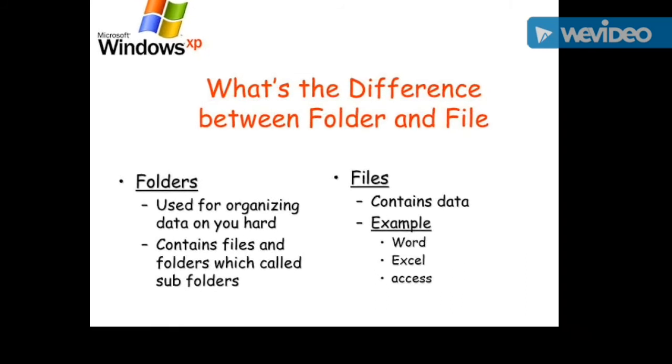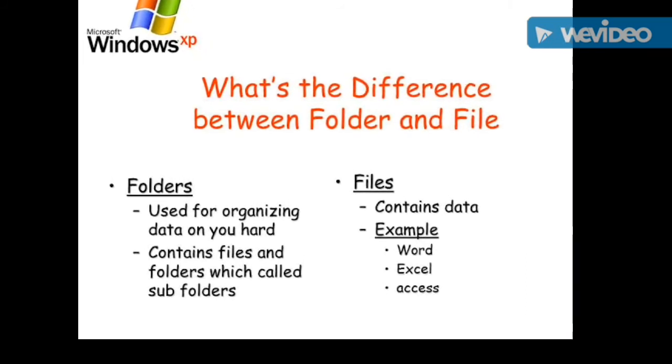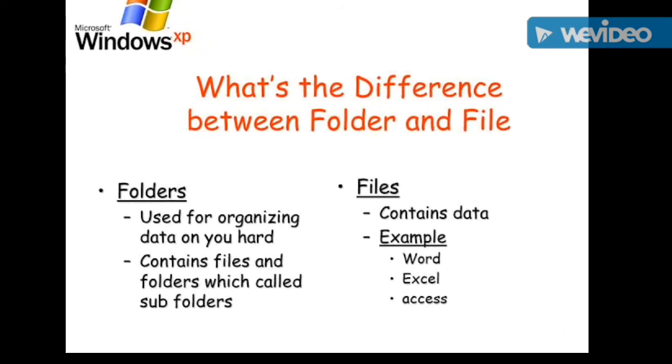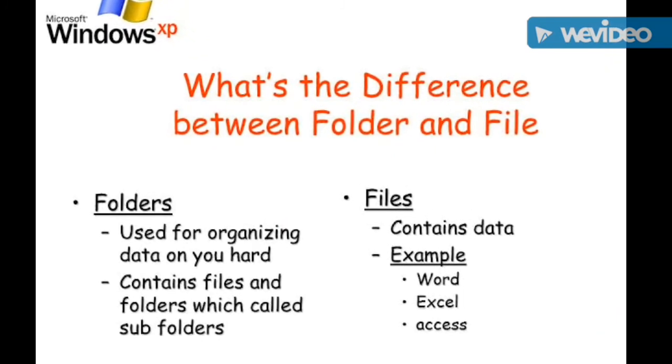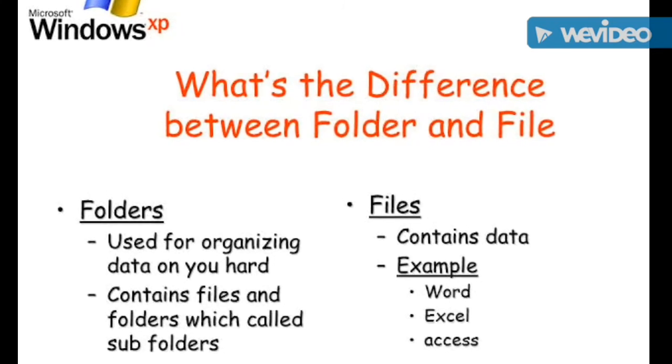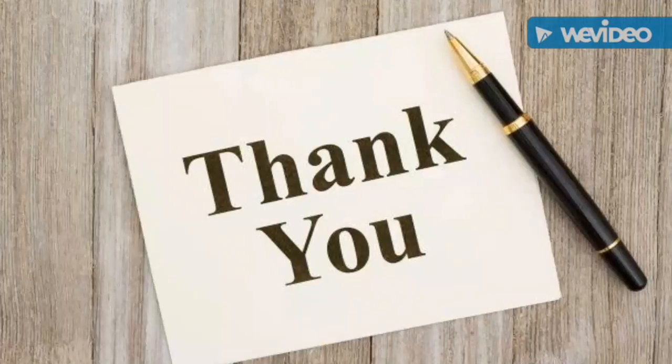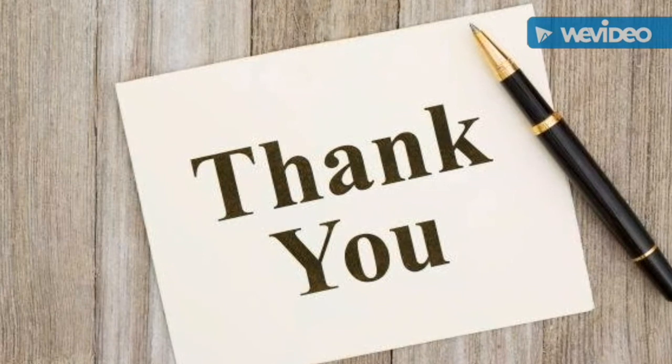In the same way, let's see what is the difference between folders and files. Basically, files come in the folder, so a folder is used for organizing data on your hard drive. It contains files and folders, which are called subfolders. Files contain the data that we can store in the form of pictures, images and videos.